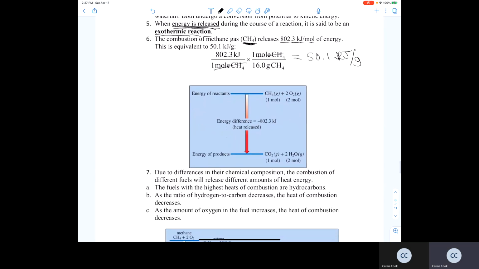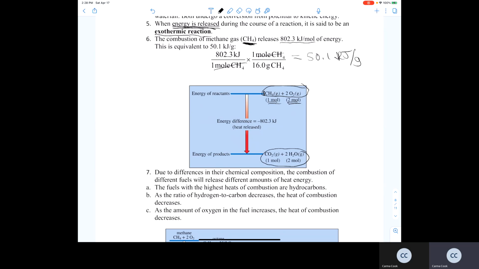With methane, CH4, being combusted in the presence of oxygen, looking at the reactant side of the combustion reaction, for every 1 mole of CH4 that gets combusted, 2 moles of oxygen are also consumed. So 2 moles of oxygen are needed to combust every 1 mole of methane. Then your products are CO2 and water. For every 1 mole of CO2 that gets produced, 2 moles of water get produced.